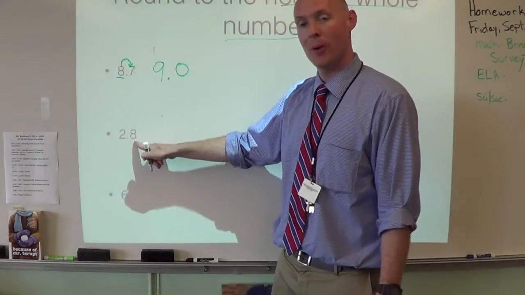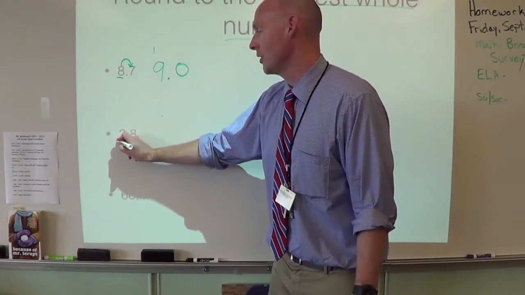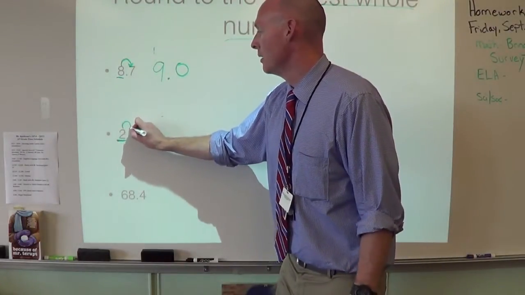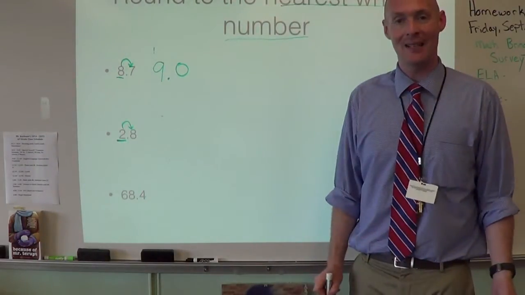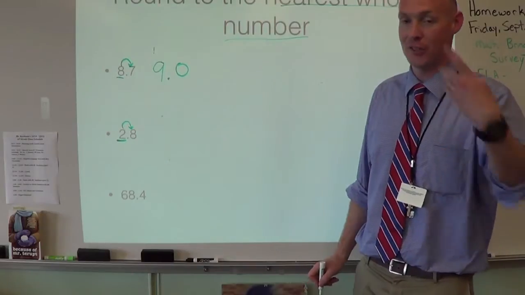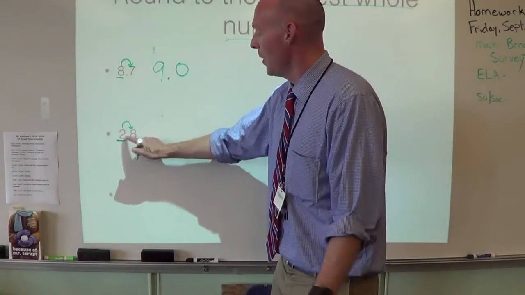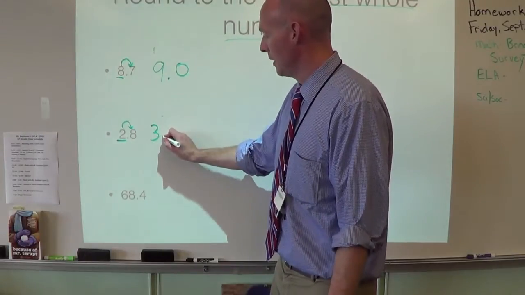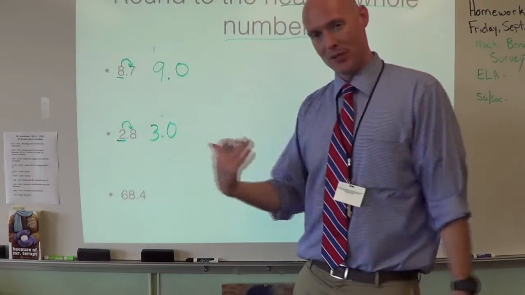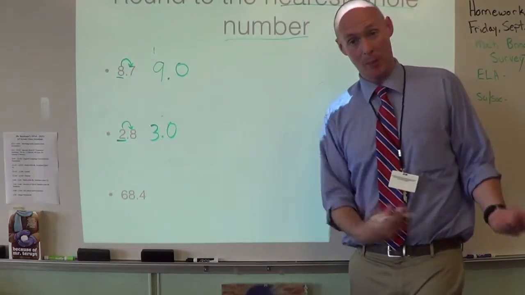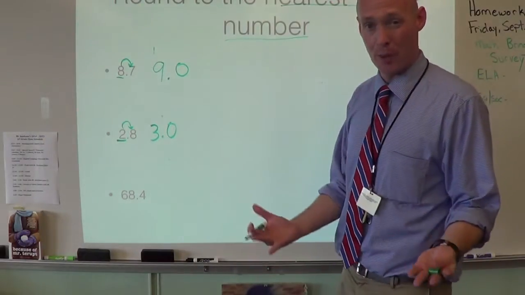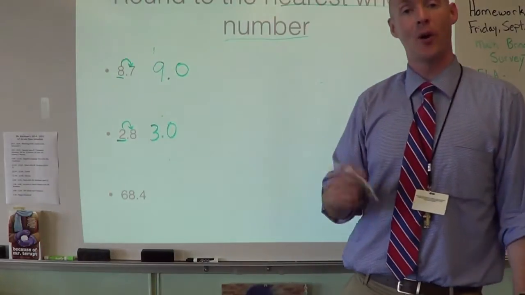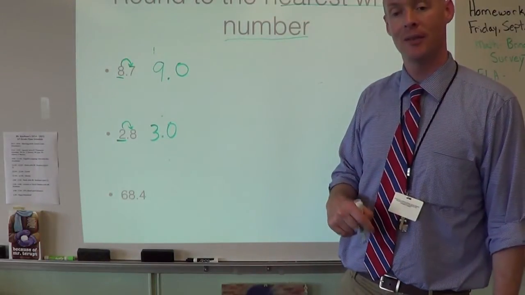Let's try this one. 2 decimal point 8. We're rounding to the nearest whole number, so I underline it. I look to the right. Ooh, it's an 8. 5 or above, give it a shove. So let's do it. That 2 now becomes a 3. And to the right of it, we just add zeros. But of course, 3 decimal point 0 is just plain old 3. Got a tricky one down here. I want you to try that one on your own. Bring it to class. We'll talk about it. Let's look at another one.